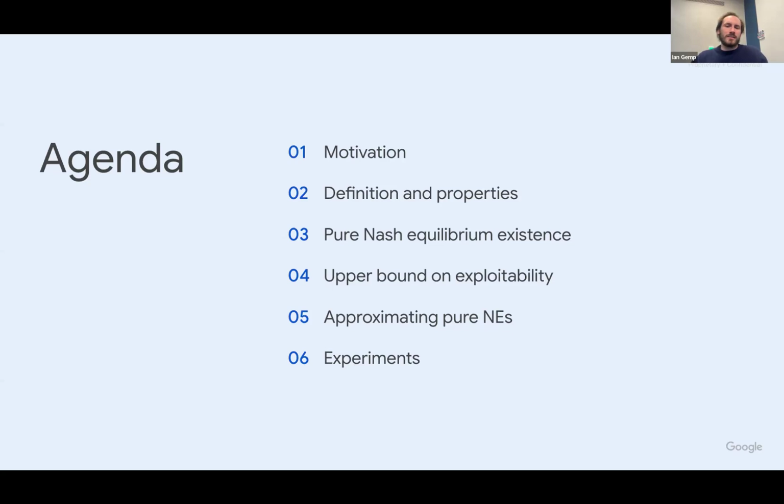Given that existence proof, we then try to establish an upper bound on exploitability. This is something that we want to be able to cheaply estimate to tell us how far a strategy profile is from a Nash equilibrium. And then using this upper bound, we take the direct route and just minimize it in order to approximate pure Nash equilibria. Then I'll show in some experiments how this framework allows us to derive some interesting policy profiles.